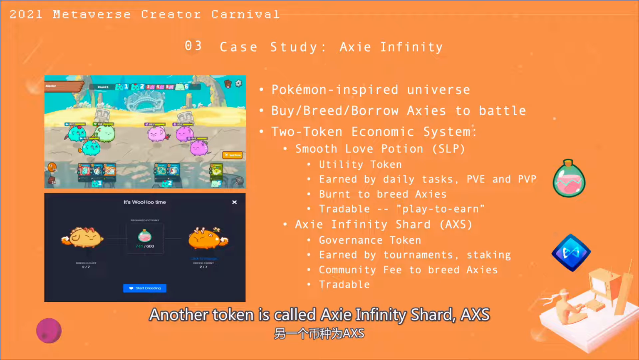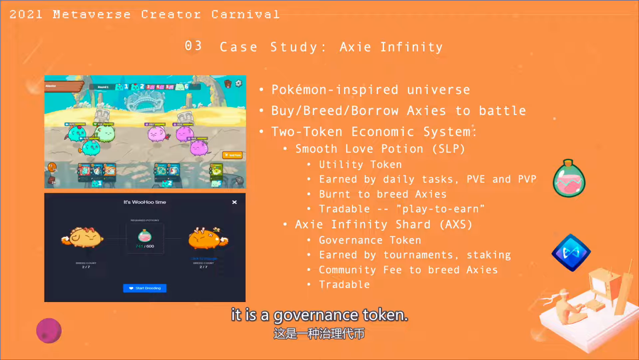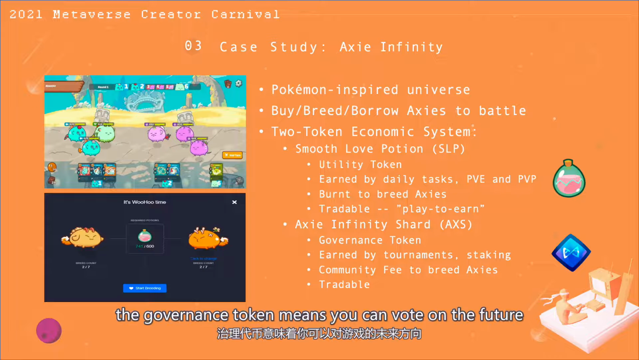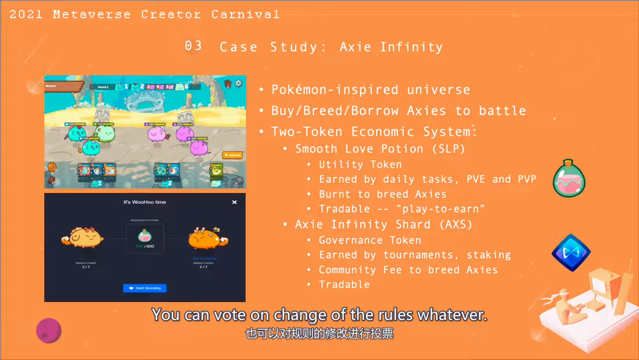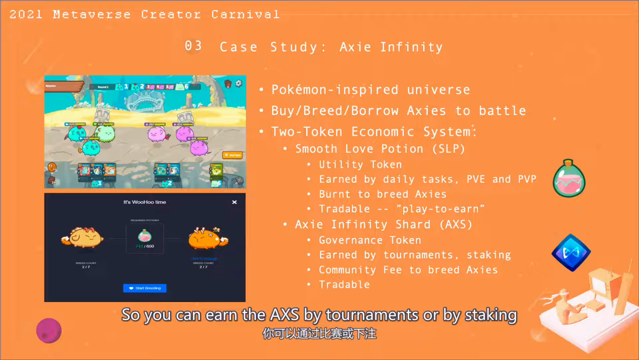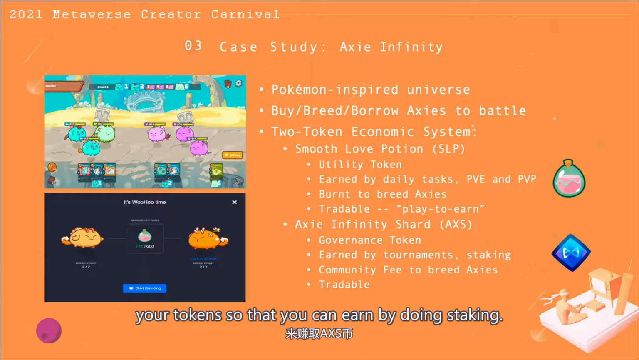Another token is called AC Infinity Shard, AXS. It is a governance token. The governance token means you can vote on the future direction of the game. You can vote on change of the rules, whatever. So you can earn the AXS by tournaments or by staking your tokens so that you can earn by doing stakings.